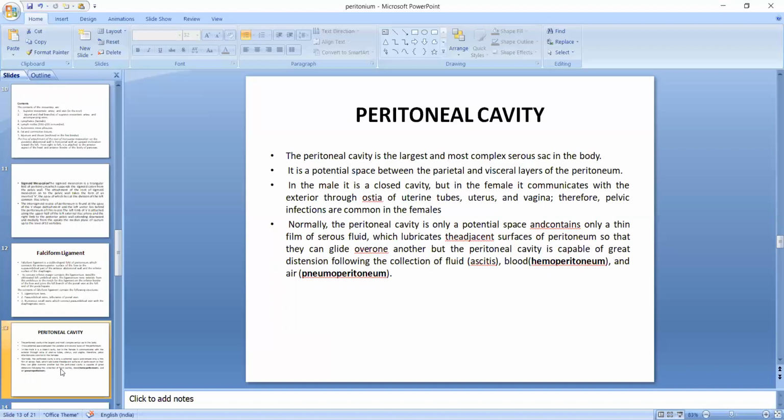Normally, the peritoneal cavity is only a potential space and contains only a thin film of serous fluid which lubricates the adjacent surfaces of peritoneum so that they can glide over one another. But the peritoneal cavity is capable of great distension following the collection of fluid. So these are the clinical conditions: where fluid collects, it is called ascites. If there is blood, hemoperitoneum, and if there is air trapped, pneumoperitoneum.